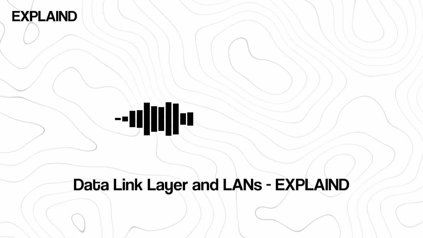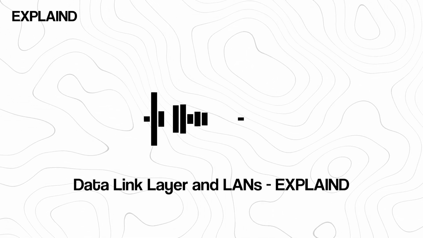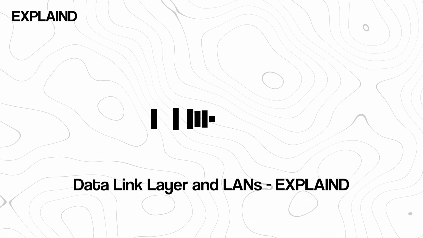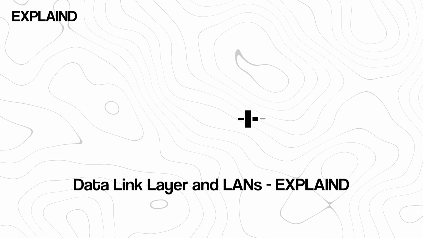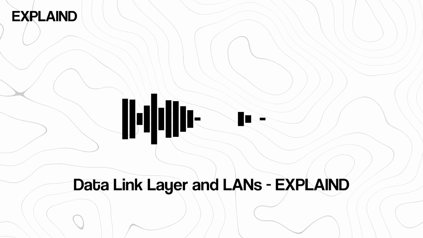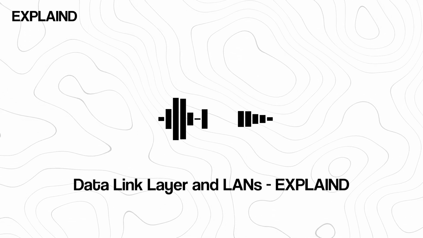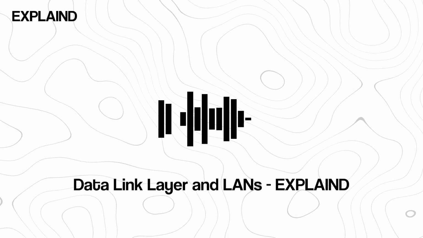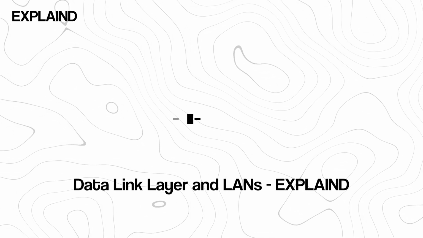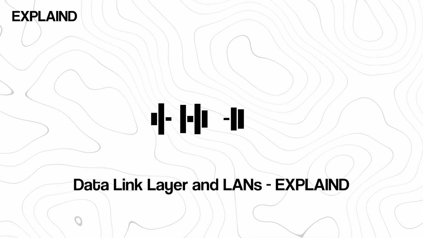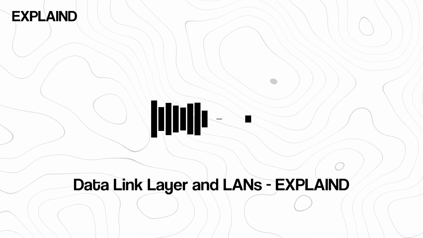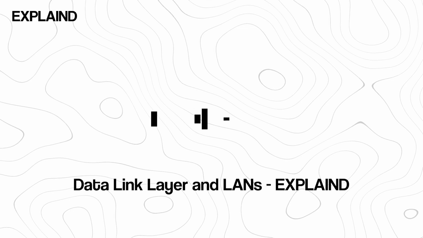Quite possibly. 5 gigahertz, on the other hand, is like a newer highway, with more lanes and less traffic. It offers faster speeds and less interference, but its range is shorter. So it's like a trade-off between speed and coverage. Exactly. And choosing the right frequency really depends on your specific needs and environment. If you need to cover a large area, 2.4 gigahertz might be the better option. But if you prioritize speed and reliability, especially for things like streaming video or online gaming, then 5 gigahertz is the way to go. Good to know.